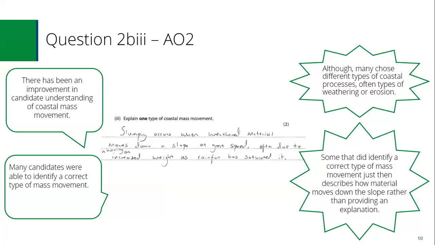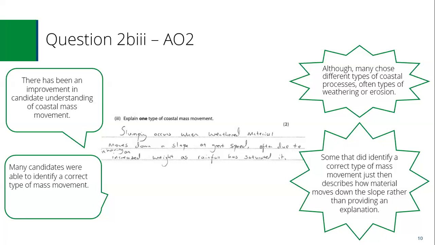In question 2B3, this was really an AO2 one. Explain one type of coastal movement. Candidates were required to explain that one type, and there has been an improvement here in our understanding of coastal mass movement. So we've done well in terms of teaching this. Many candidates were able to identify a correct type of mass movement, although many chose different types of coastal processes, often types of weathering or erosion. So you've got to be careful and make sure they understand which ones are which. Some that did identify the correct type of mass movement then just described how materials move down the slope rather than actually explaining that mass movement.